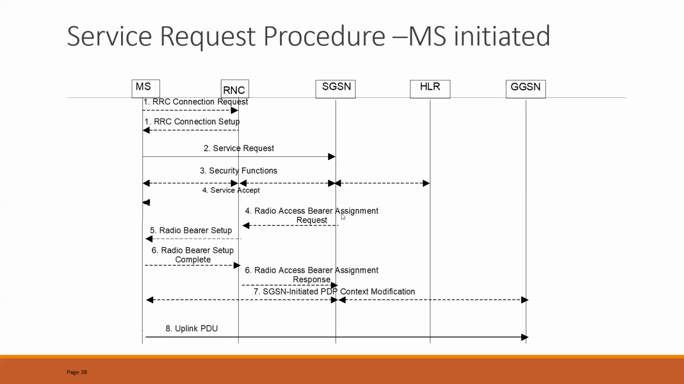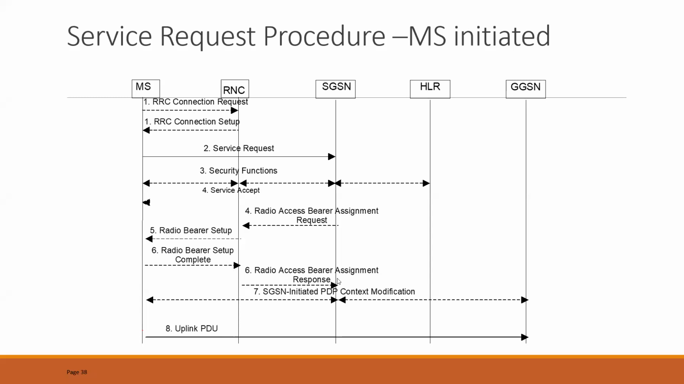So it will send a RAB assignment request instructing the RNC that you need to establish a radio bearer with the MSISDN, which was released previously. So your RNC is going to set up a radio bearer, and once it is established between the MS and RNC, it will send a radio bearer setup complete message, and its response will be the radio access bearer assignment response message.